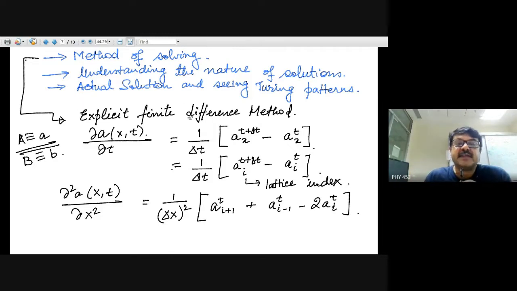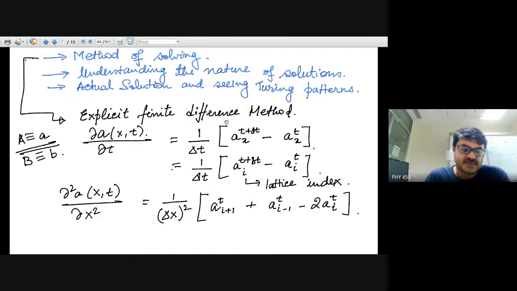Now, in the explicit finite difference method, del A del T, the single derivative, can be written as 1 by delta t times A at any one point in space, at t plus delta t minus at t. So the difference in the value of A at time t plus delta t and t at a certain point in space. And if you discretize it, this x will become i, because you are going to define it at discrete lattice points. We have discretized it and made it lattice points, and this is delta t. Right, this is the finite difference.